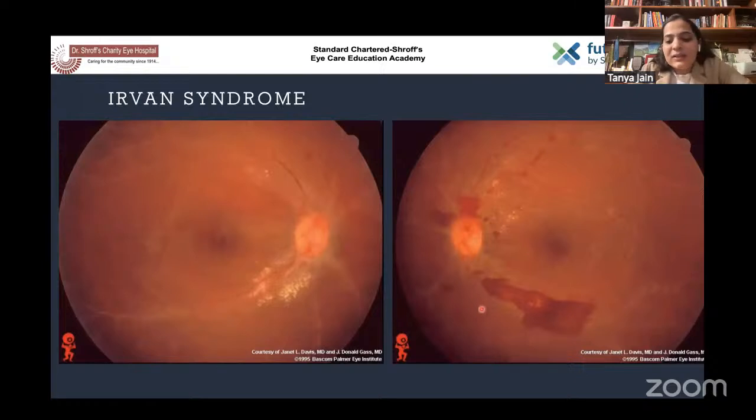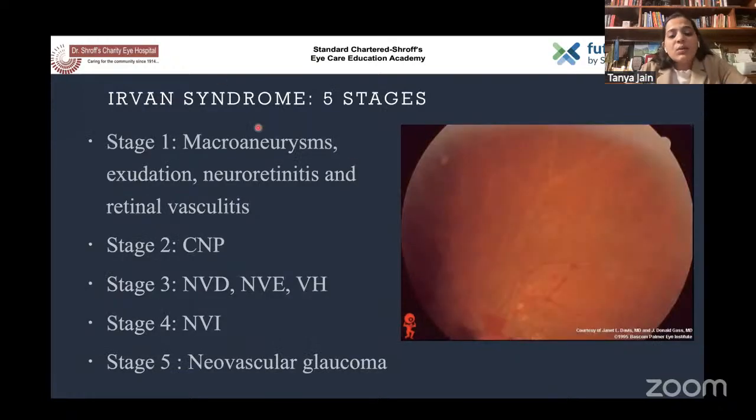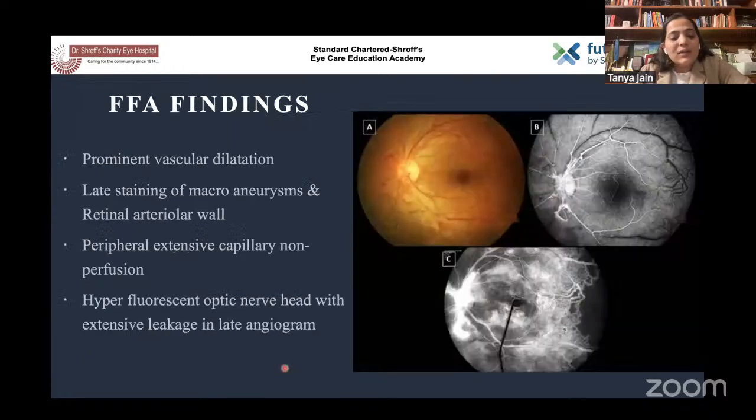If untreated, you can see this is a subhyaloid hemorrhage. These neovascularizations may bleed and they may also present to you with such a picture. So there are stages. If it's only macroaneurysms, neuroretinitis, and vasculitis, it's usually stage 1. If there are non-perfusion areas, like in our patient, it's stage 2. If there is neovascularization, disc elsewhere, or vitreous hemorrhage, stage 3. If it has also gone to the ischemia to the extent of anterior segment with NVR, it's stage 4. And stage 5 is neovascular glaucoma.